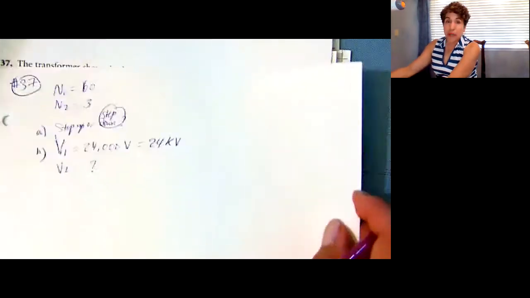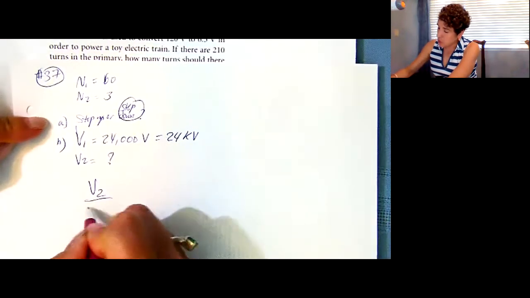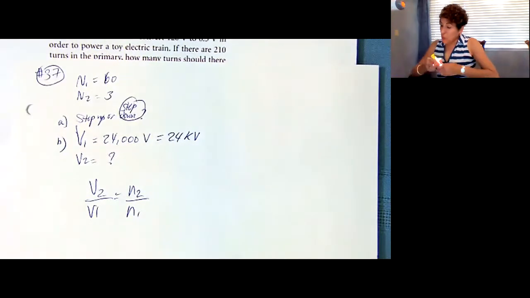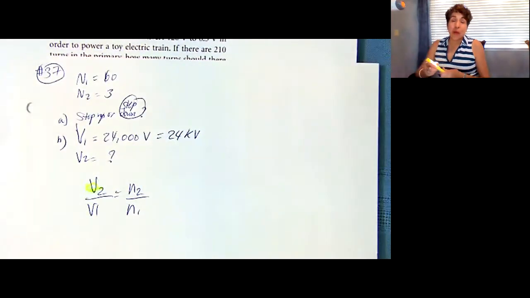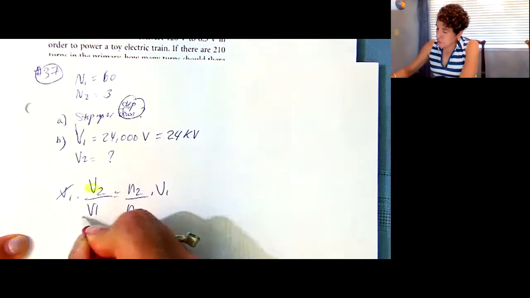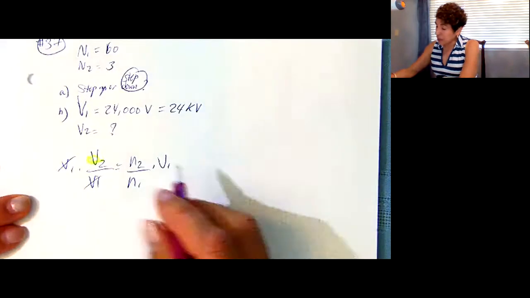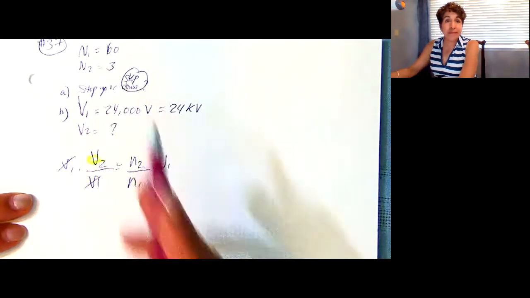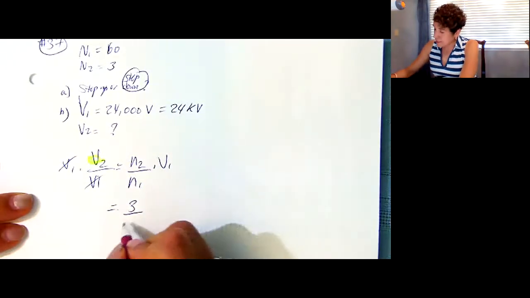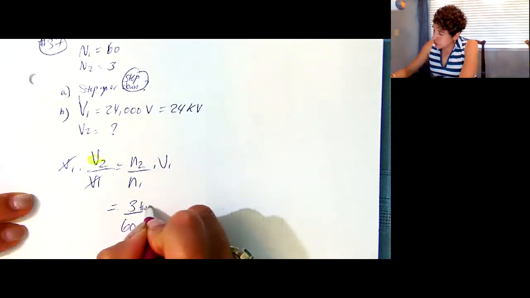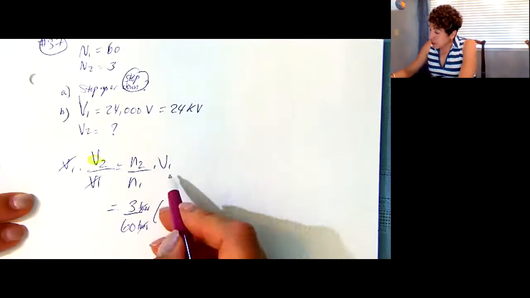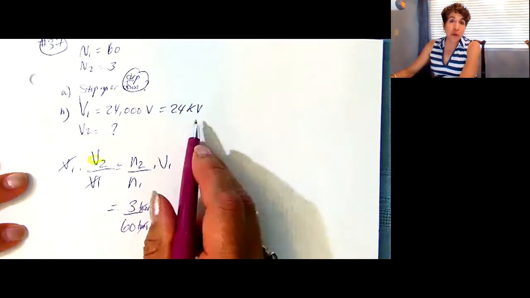All right, so here we go. Same correlation. I'm going to write V2 over V1 is N2 over N1. And V2 is the one that I want to solve for. So I want to isolate that. So I'll multiply V1 to both sides. All right. So we can just plug that in. N2 is 3. So 3 over N1, which is 60. This is turns, turns. So my turns cancels out. All that times V1, which they just told us is 24,000 volts.